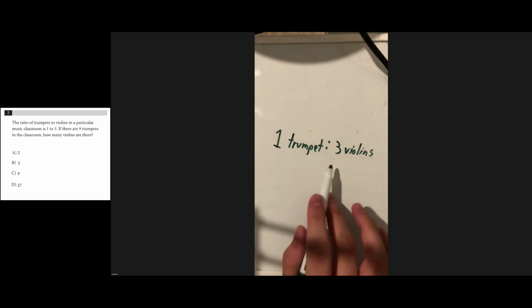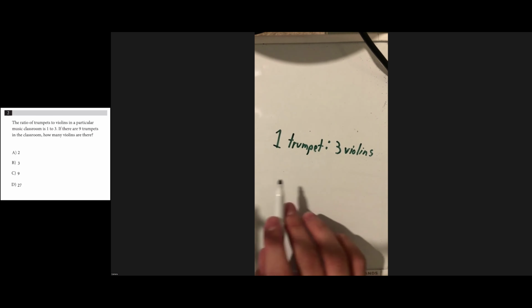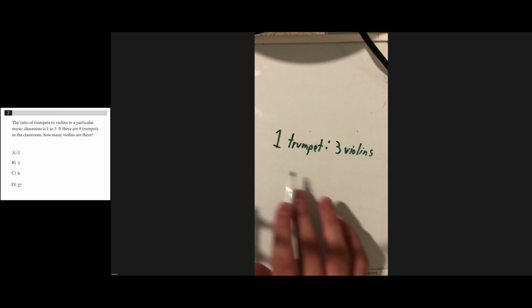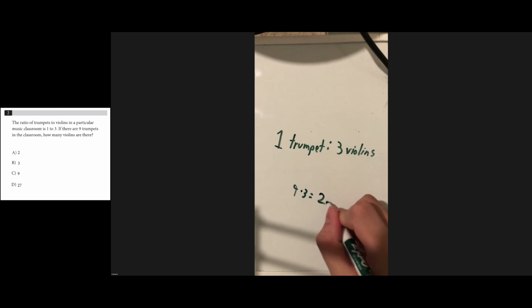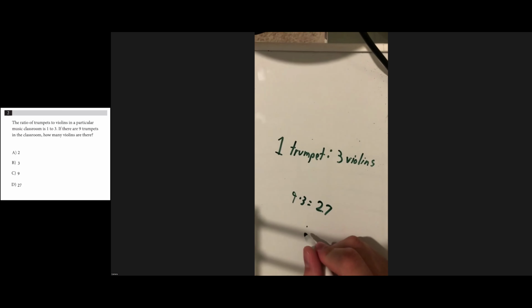Okay, so we're given that the ratio of trumpets to violins is 1 to 3. That means 1 trumpet is equal to 3 violins. And so if there are 9 trumpets, how many violins are there? So this is just 9 times 3, which equals 27, which is the correct answer, or answer choice D.